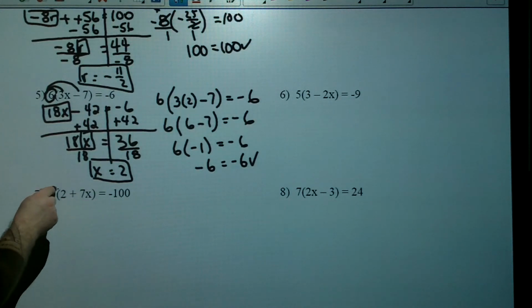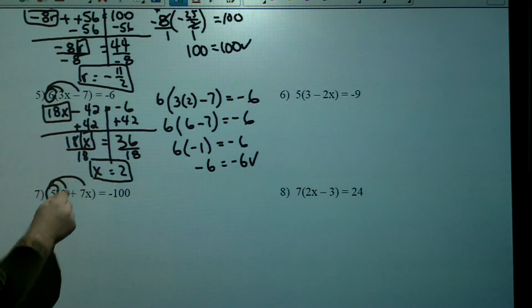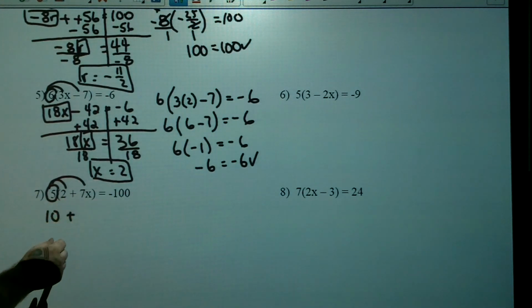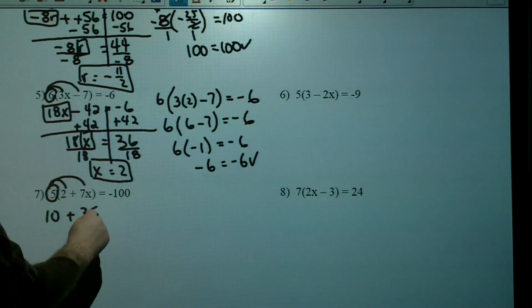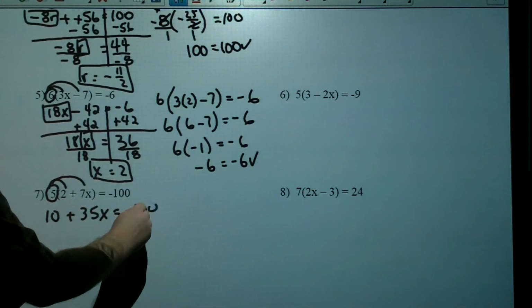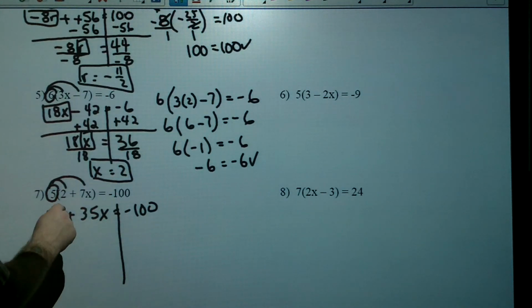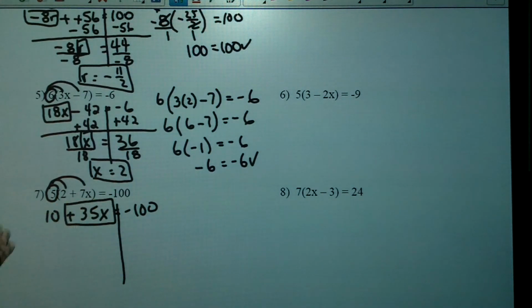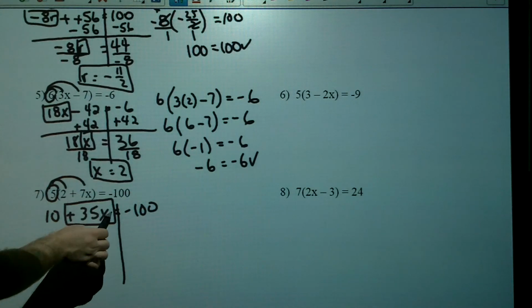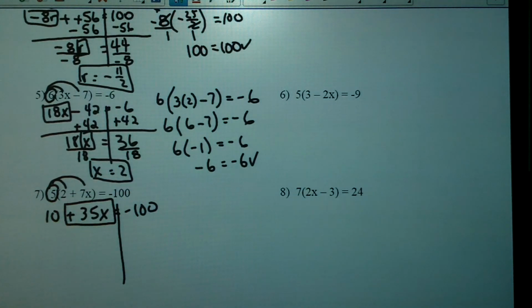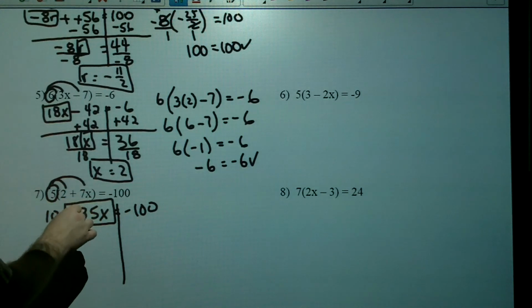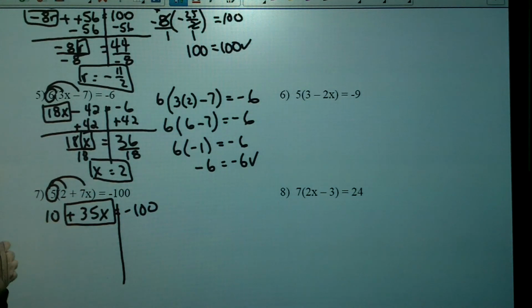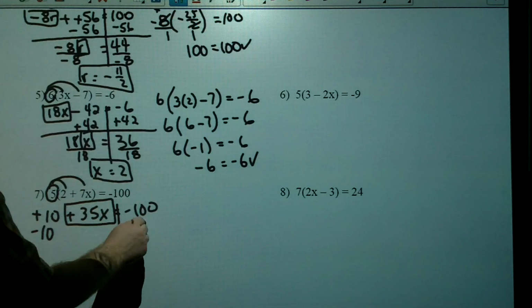Number 7, the 5 in this case gets distributed to both. So 5 times 2 is 10, plus 5 times 7x is 35x, equals negative 100. I draw the line down, cuts it into 2. I want 35x by itself. Be careful, this positive sign goes with the 35x, not with the 10. So it's always the sign in front of the number that it belongs to. In front of this 10, even though it's not written here, there's a positive sign because this is positive 10. To get rid of positive 10, I would do negative 10 or subtract 10.